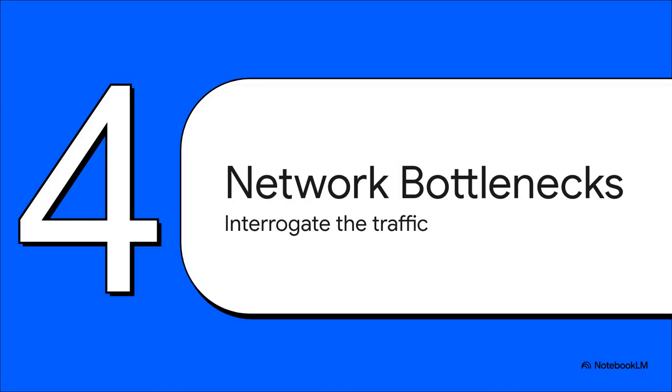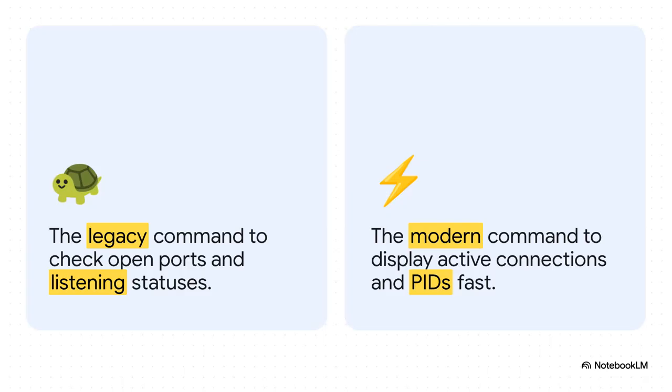Step 4. Troubleshooting network bottlenecks. Let's interrogate the traffic. Okay, processes are fine, logs look clean, but the app is still unreachable? It's time to interrogate the network.